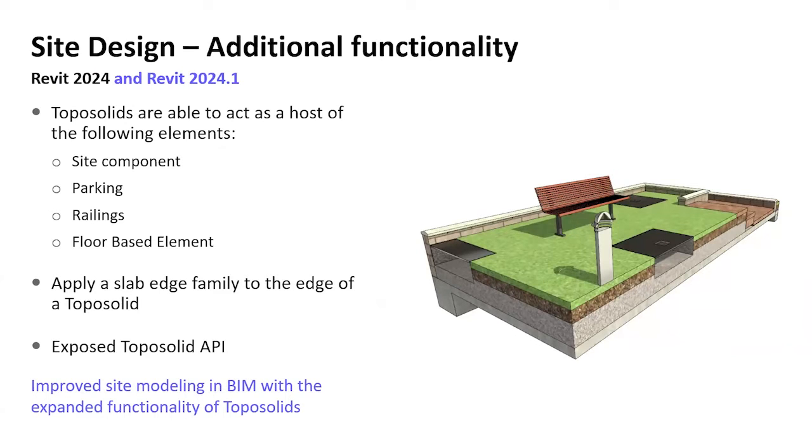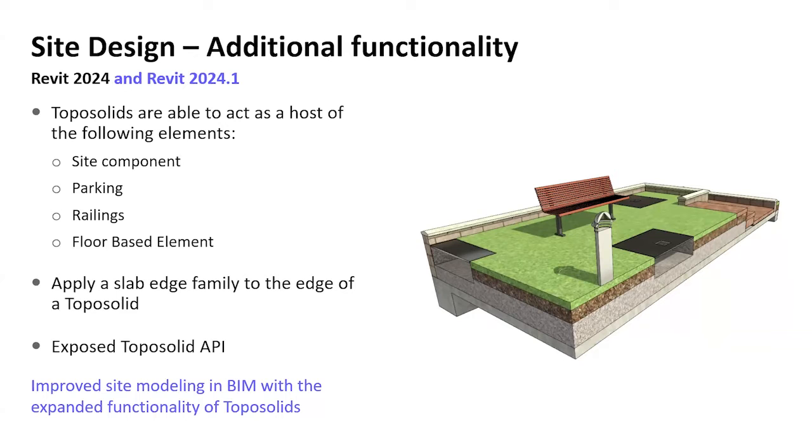Of course, Topo solids, the excitement happened in 2024, moving to Topo solids. I think it's a great enhancement, giving layers of material, just like we see in our walls, roofs, and floors. But now they can act as hosts for site components, parking, railings, floor-based elements. We've been able to add a custom slab edge to the Topo solid to put that kind of curb or perhaps a berm or wall.